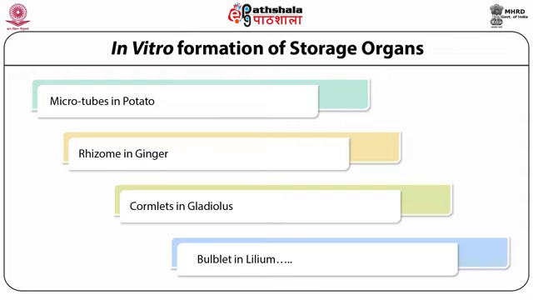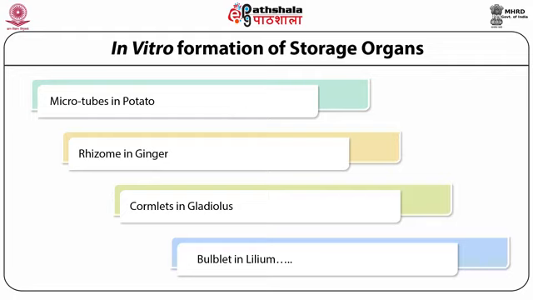Similarly, in the case of ginger, rhizomes have been induced, because otherwise what happens is that if you multiply ginger by tissue culture, or potato by tissue culture, the plants are very weak compared to those raised by the conventional propagules.